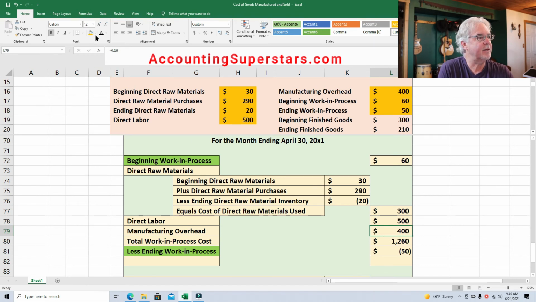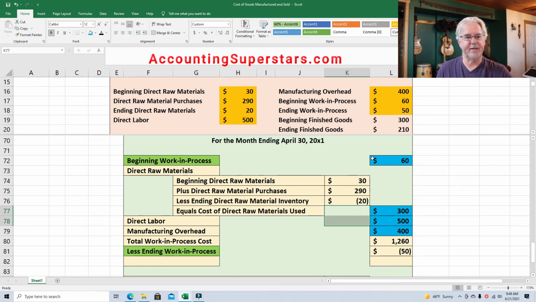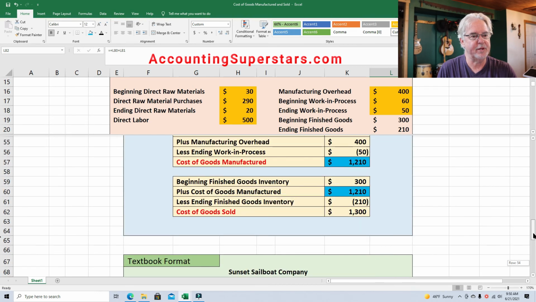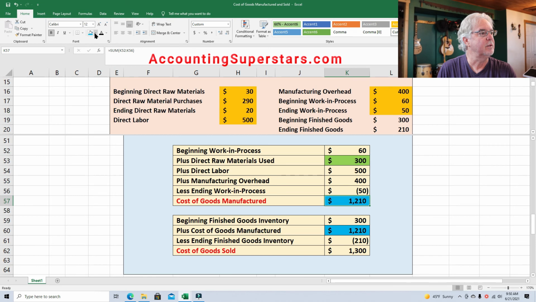In fact, what I'll do is I'll kind of color code these a little bit just so they're easier to see. Let me start right here. So here we go. We're going to add up the 60 and these numbers right here. So the 60, and that might be kind of hard to see on your computer screen. It's a little hard for me to see. So the 60 and the 300, 500, and the 400 adds up to 1260. And then what we do is we subtract out our ending work in process. That's one of the arms of the work in process hug. And we get cost of goods manufactured. There it is, 1210. And that is the exact same number that we got when we did it before, right there, when we did it my way.